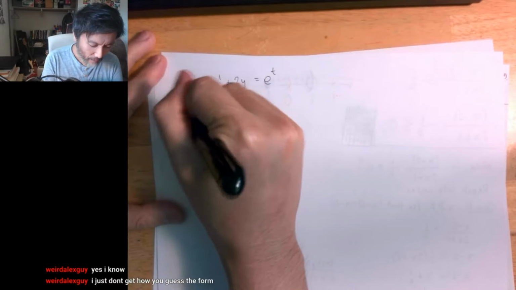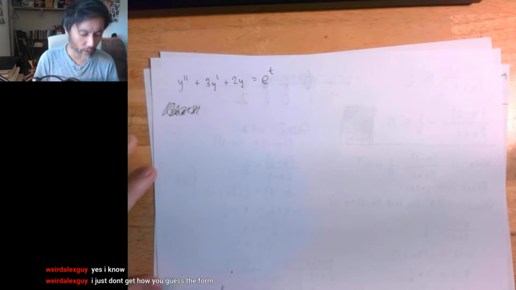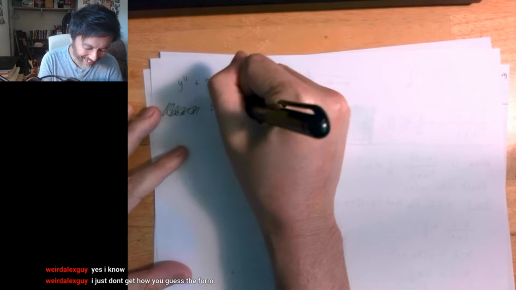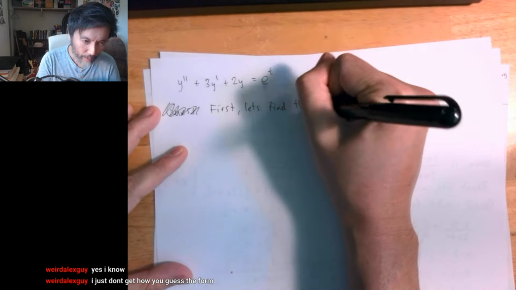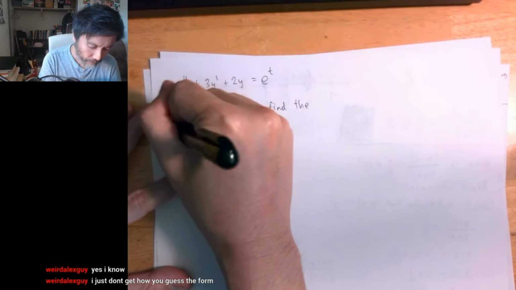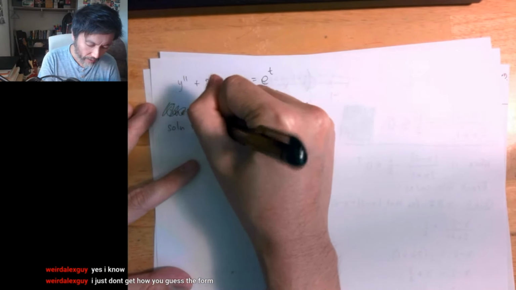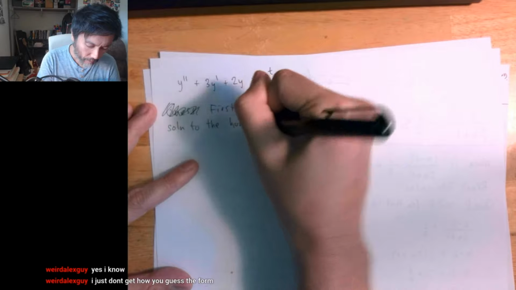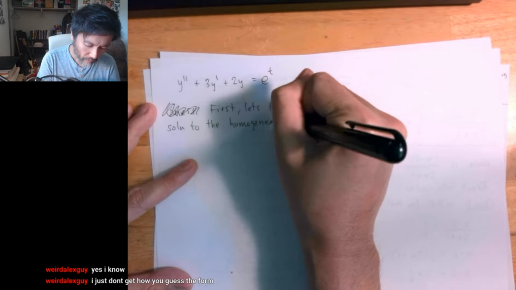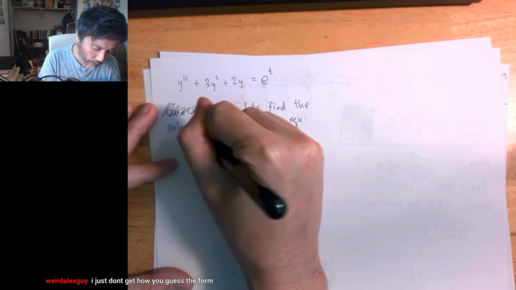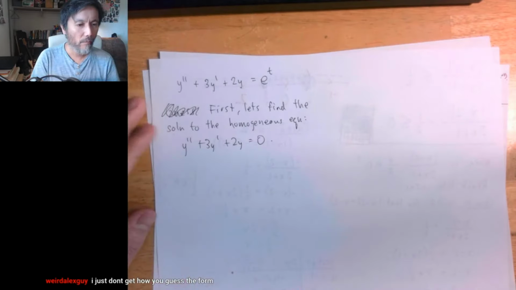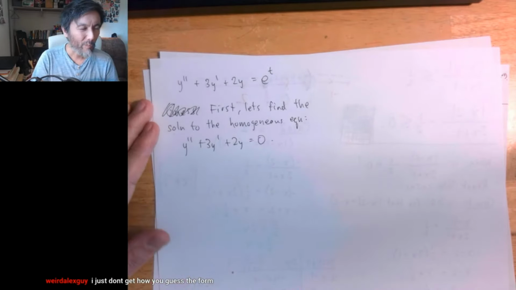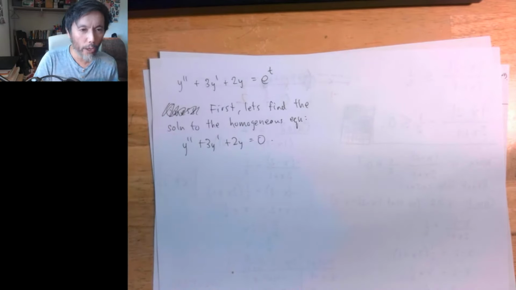Let's solve the complementary solution first. First, let's find the solution to the homogeneous equation. So what we're going to do is y double prime plus 3y prime plus 2y equals 0. So this is where you do the characteristic polynomial.